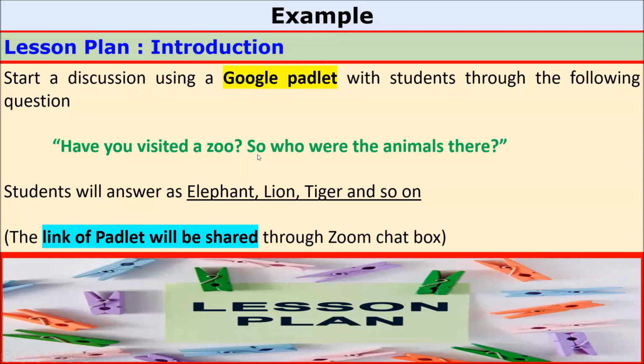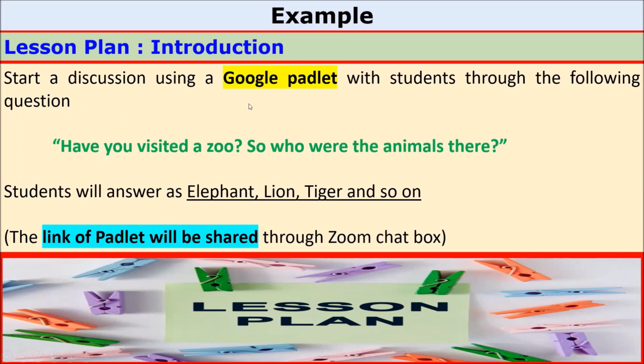Have you visited a zoo? Then, what were the animals there? That is the type of question you are expecting to ask to engage with the students. Then you want to mention it in the plan. Without this type of planning, without this type of question, please don't start the lesson with your students. In your lesson plan, you must have all the questions you are expecting to ask the students. This type of statement must be in your lesson plan also.